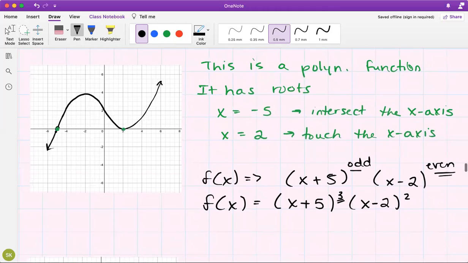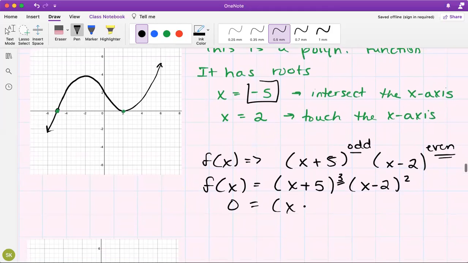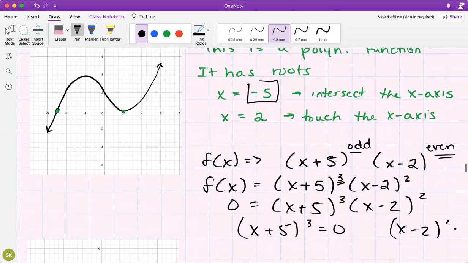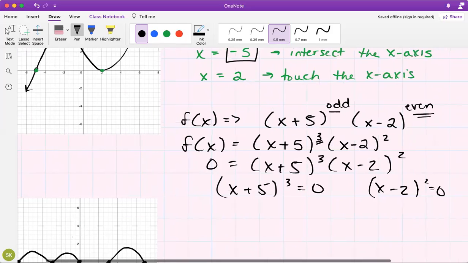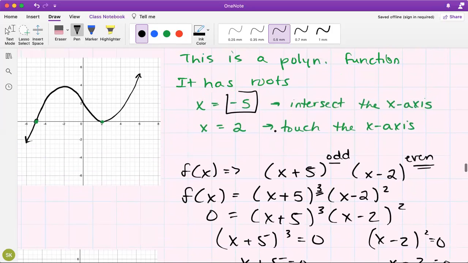And why I knew to put the opposite, notice that I have x plus 5 instead of x minus 5 and x minus 2, is because remember how we find roots. We set this function equal to 0, and then we set each piece equal to 0. And then you take the cubic root and the square root here, and you get x plus 5 is 0, x minus 2 is 0, so you get x is 2 and x is equal to negative 5. So in the factored form of this function, whenever I have a root of something, I take the opposite on the inside.